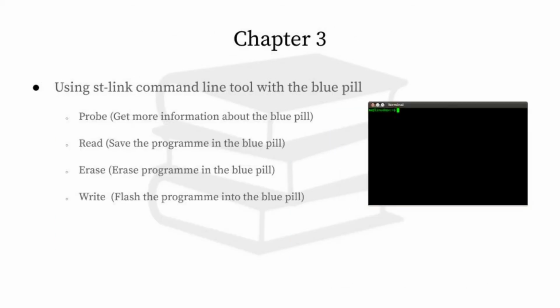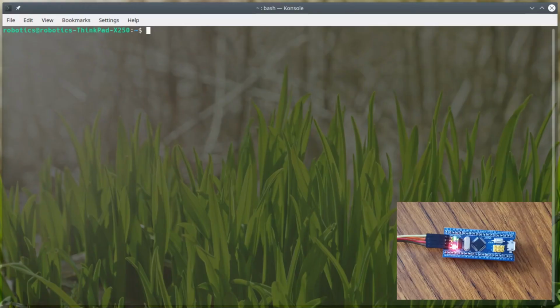Now it's time to hook the Bluepill up to your computer, and once everything is wired up correctly, you should be able to run the following commands. Probe, which is to get more information about the Bluepill connected. Read, which allows you to save an image copy of the program that the Bluepill is currently using into your computer. Erase, which erases clean the flash memory, and flash, to flash an image to the Bluepill. So I'm going to do a short demonstration of that next.